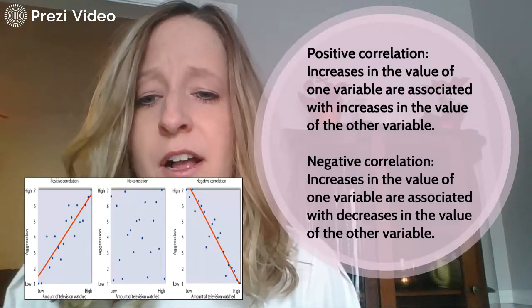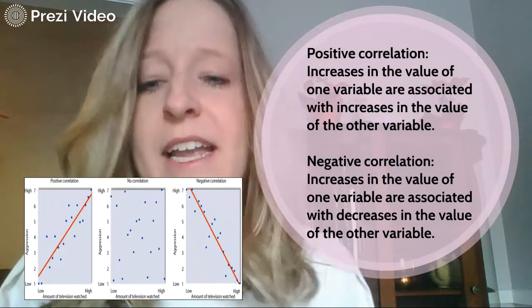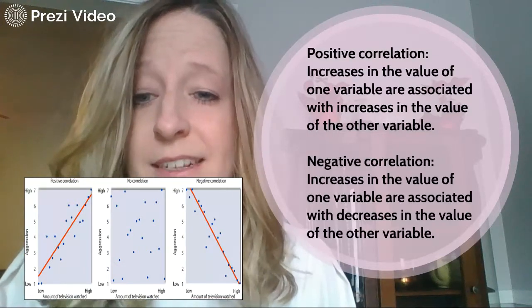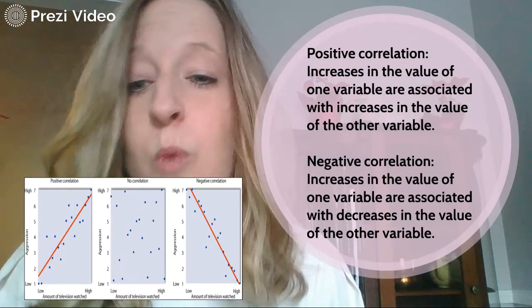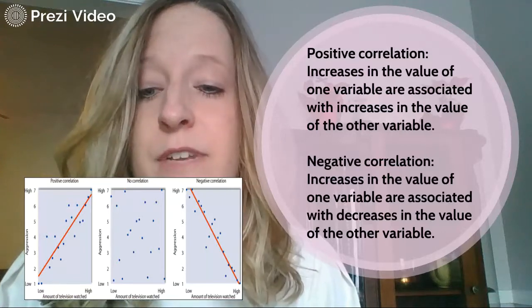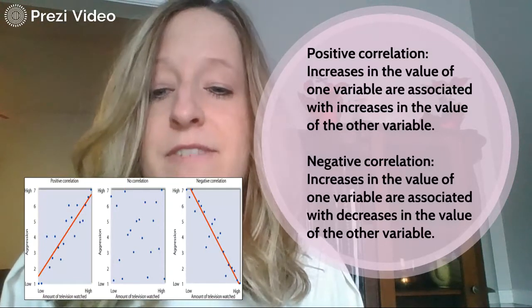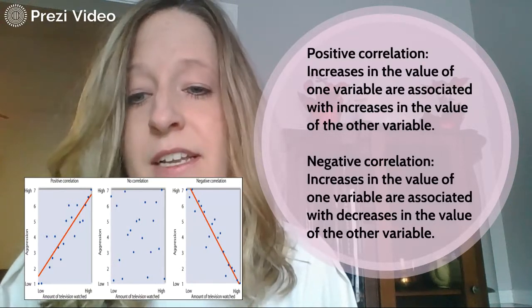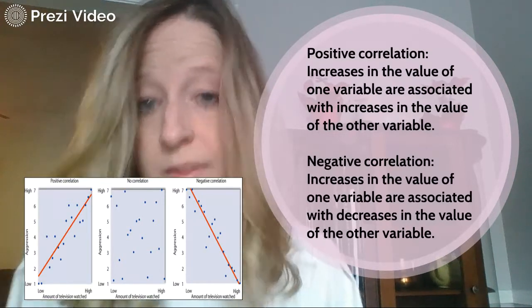So if you see here on the left, this would indicate a positive correlation. So we have one variable on our x-axis, we have one variable on our y-axis, and they are moving together. So as amount of television watched increases, aggression is increasing as well.